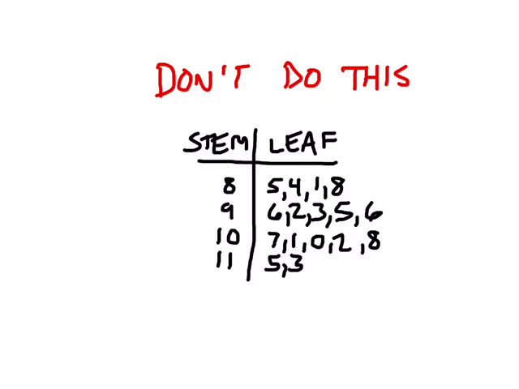Here's another thing you should never do, even if this data was in order, is put commas between the numbers. Again, the whole idea of a stem and leaf plot, the thing that every stem and leaf plot should have in common, is that every digit in every row represents a number. So commas aren't necessary because you know that this 5 is separate from this 4 is separate from this 1. The commas just make things look messy. So a good stem and leaf plot will not have commas between numbers.